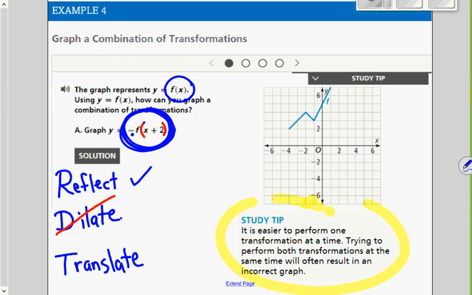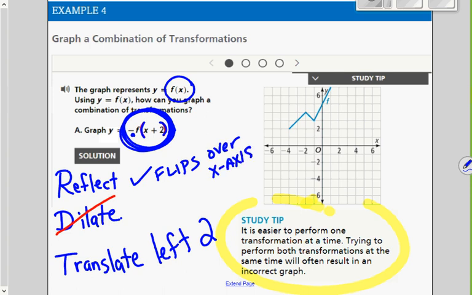And when the x plus 2 is in the parentheses, I believe it goes left 2. And since this negative is outside the f of x, I believe it flips over the x-axis. Remember, negative on the outside, like this, flips it upside down. The b becomes the upside down b. That's going to happen here. This shape is going to flip.